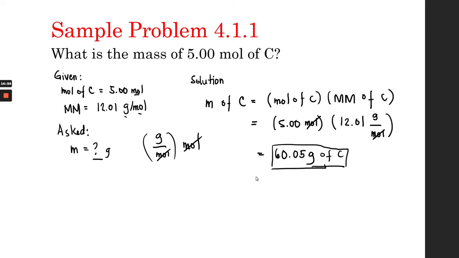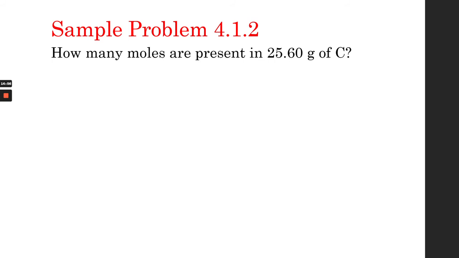Let's continue on and look at the next sample problem. How many moles are present in 25.60 grams of carbon? So earlier, what we were looking for is the weight of carbon after they gave us the moles. This time, we're going to invert it a little bit. Earlier, we know that in about 60.05 grams of carbon, there's 5 moles. That was the sample problem 4.1.1. But this one, we're looking for the moles.